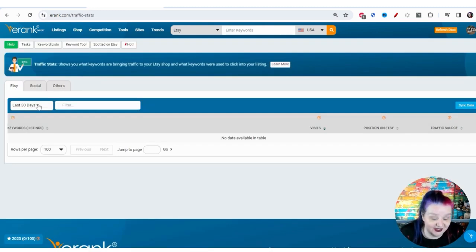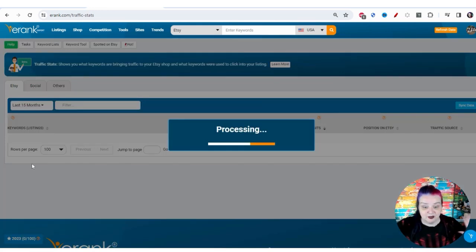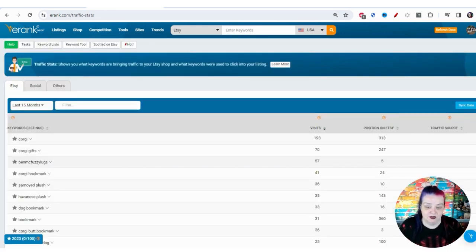My shop was on vacation mode for quite a while. So let's just look. I thought I said 2023. I'm confused at the year already. Last 15 months, because my stats are low, my data's low. So you want to pick as big a time period as you possibly can. And this is showing the keywords that I got the most visits for. Nice and simple. So these are my important keywords.